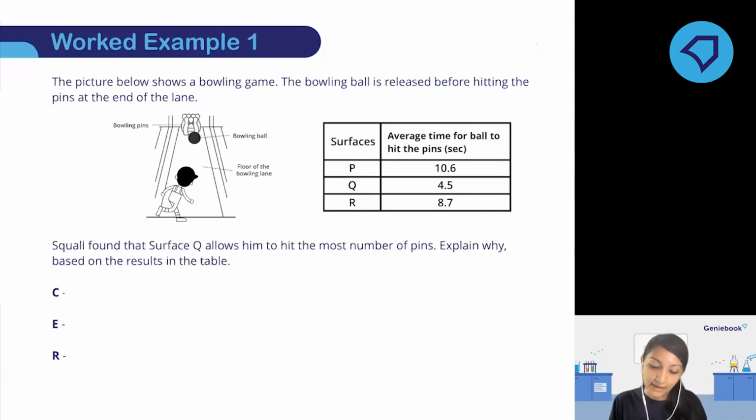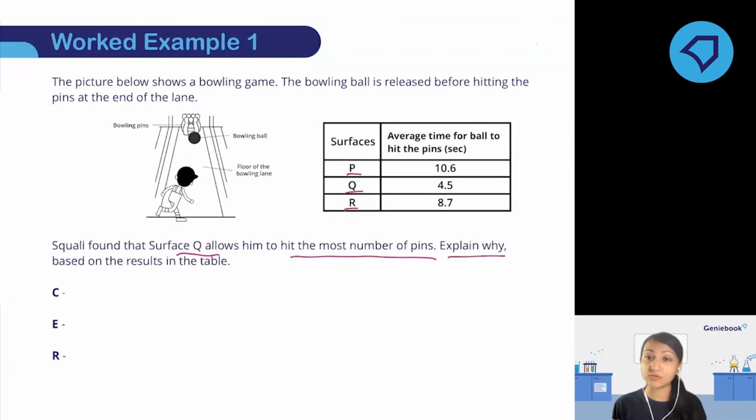And then if you look at the time taken, there are 3 different surfaces. The average time for the ball to hit the pins is 10.6 seconds for surface P, and only 4.5 for Q, and then it goes back up to 8.7 for R. Squall found that surface Q allows him to hit the most number of pins. Explain why. So this is the part where you use the claim. What is your claim in this case?